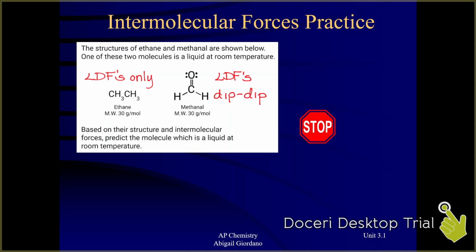And it says, based on their structure and intermolecular forces, predict the molecule which is a liquid. Well, I can see that the methanol is experiencing two intermolecular forces, whereas the ethane is experiencing only one. That tells me that the attractions between methanol molecules are stronger, so this is the one that will likely be a liquid. If the forces are stronger, it's going to be held together with more strength, and ethane is more likely to be a gas.